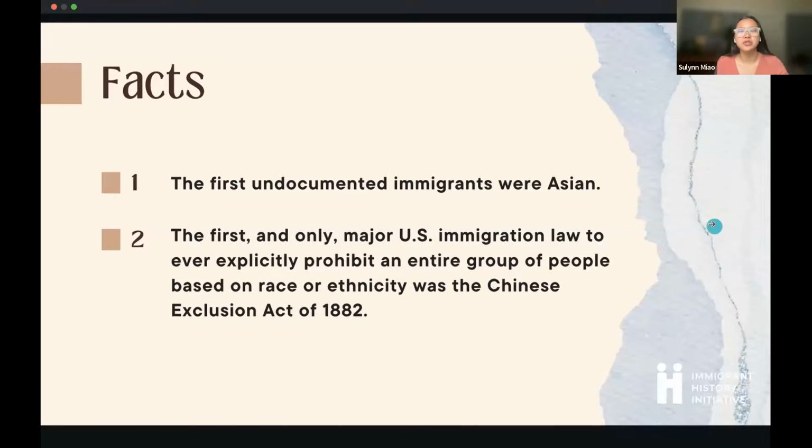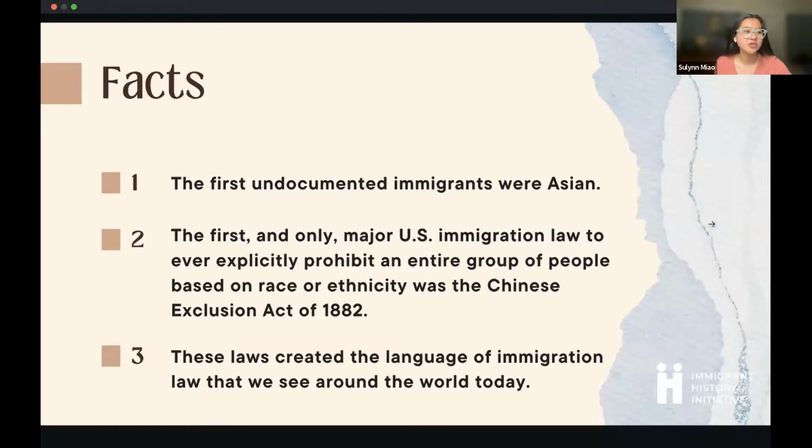And this brings us to fact number three. These laws created the language of immigration law that we see around the world today. There was no such thing as an undocumented immigrant before these laws because there was no such thing as documentation until the US government began subjecting Asian immigrants to numerous government forms, interrogations, investigations, and affidavits, all for the purpose of strict government surveillance. The US government created illegal immigration by making it extremely difficult or even impossible for immigrants from non-Western European countries to immigrate.